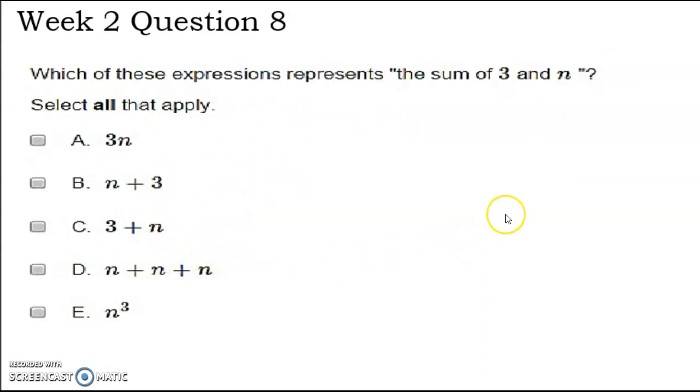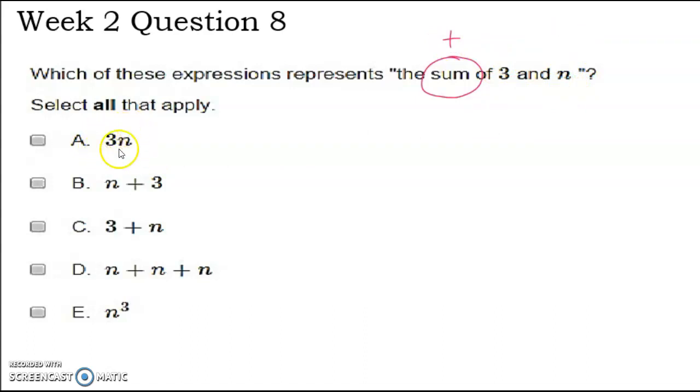All right. So in this example, we're talking about words in math, and we're going to write expressions. It's giving it to you in English terms, and we're going to put that into a little math expression. So the key word here is: which expression represents the sum of 3 and n? I need to know what the word sum means. If I were to tell you the sum of two numbers, I'm telling you to add. So we need to find an expression that adds 3 and n, which is just a number we don't know.